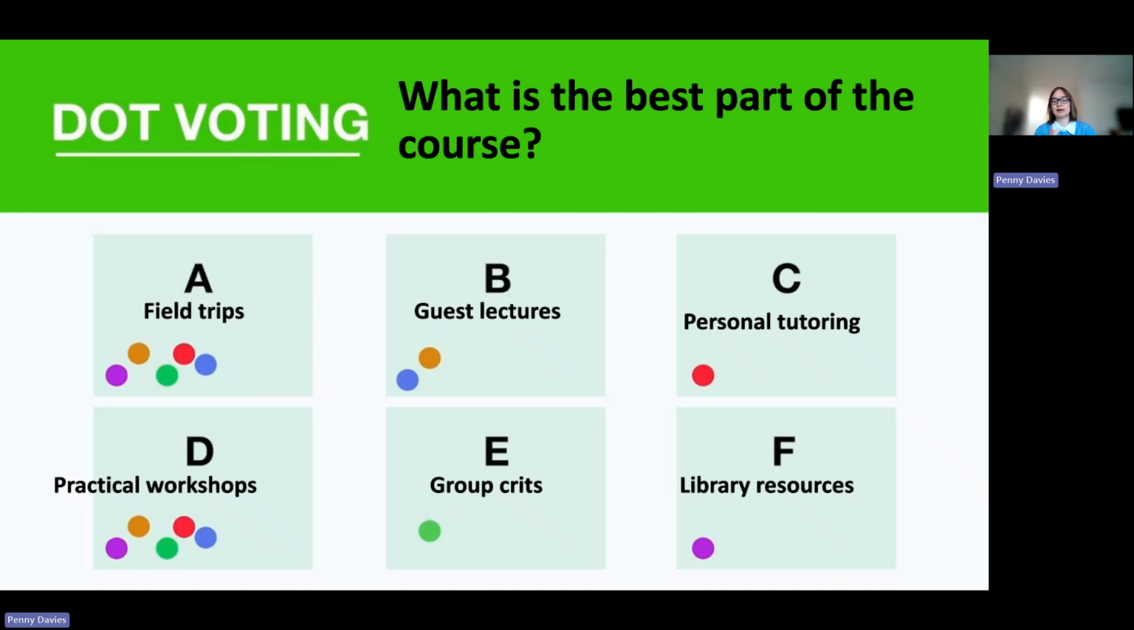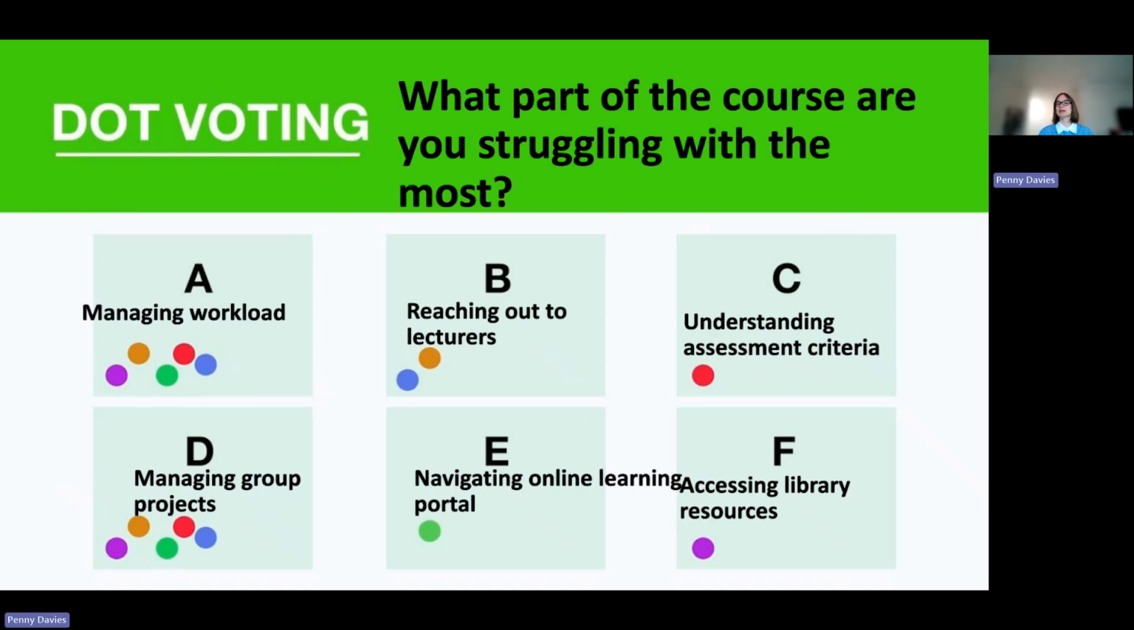And you can see that field trips and practical workshops are really highly voted for, so are clearly things that students are really enjoying and want to see more of on the course. Or alternatively, you could ask, what part of the course are you struggling with the most? And here you can see that the most voted for issue is managing workload and managing group projects. So you could then ask further questions through an online survey or something else to find out why students are struggling to manage their workload on the course, or what issues are students having within their group projects, and how could those issues be resolved? How could staff help support students with their workload and with their group projects? So that's dot voting, and you can use it to help you collect feedback.